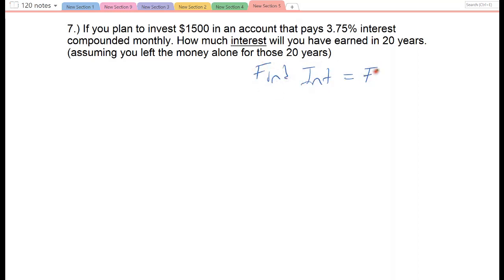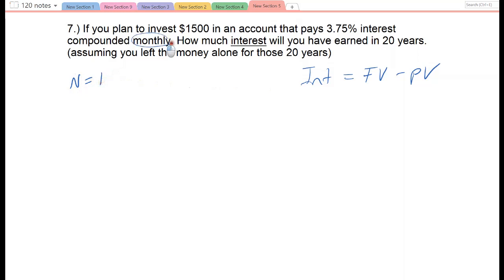Well, remember, interest is future value minus present value. This time, we're given the present value, 1,500. We have to find the future value in order to get to the answer I want. All right, so again, I solve for the future value. So I plug it in my calculator.